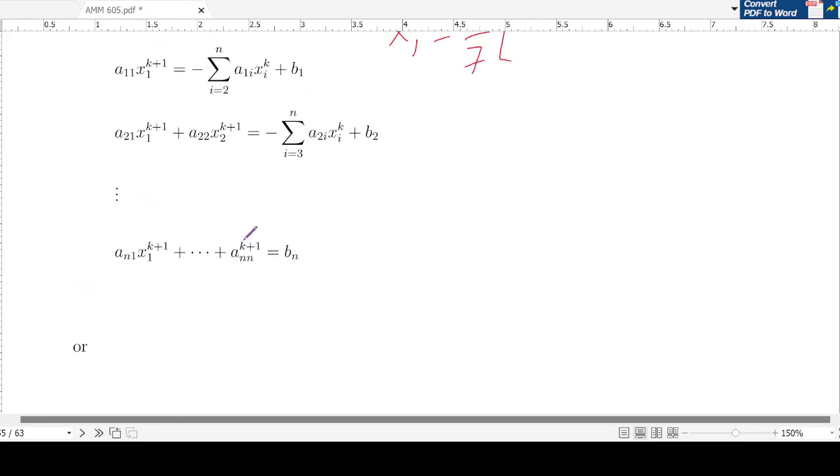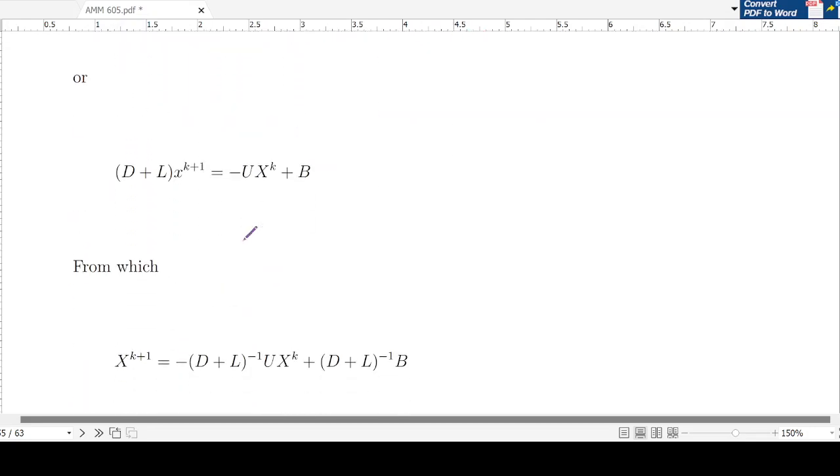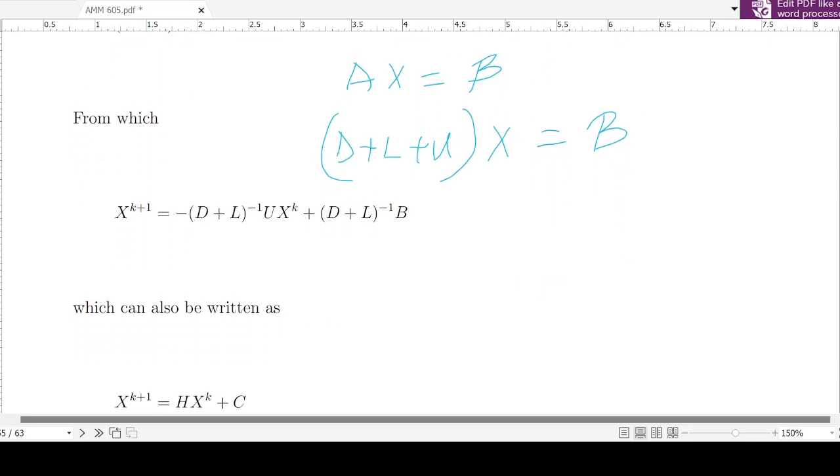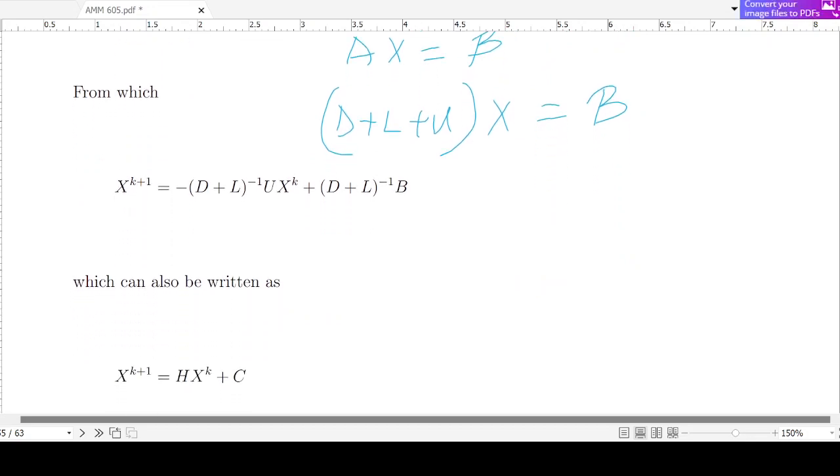And if we break it down in matrix form, we shall have the matrix A still being broken down into D plus L plus U, so that we have the system AX is equals to B still being expressed as D plus L plus U times X is equals to B. But here, notice that the lower triangular matrix will now be with D. We group D plus L, X plus U is equals to B.